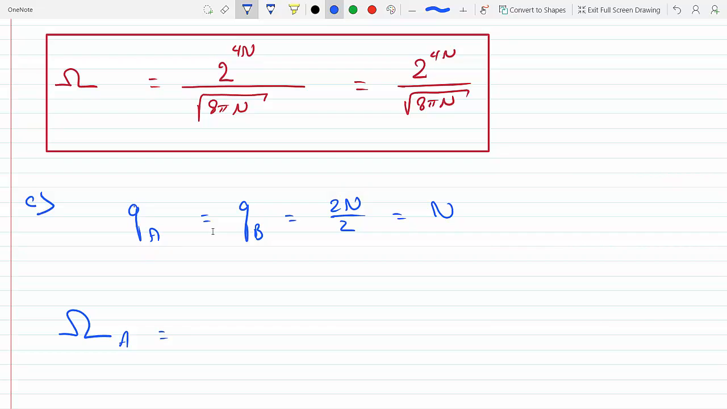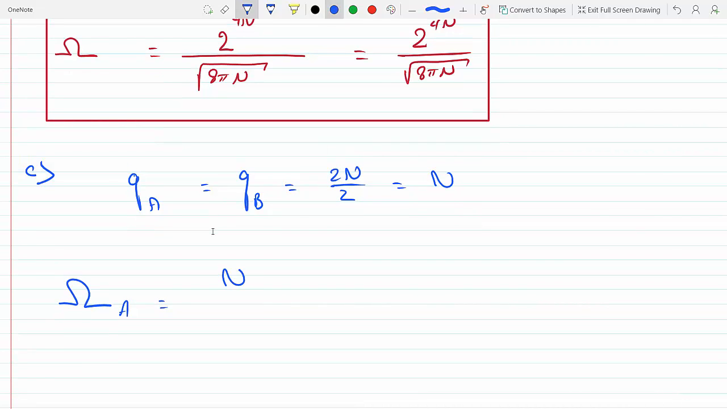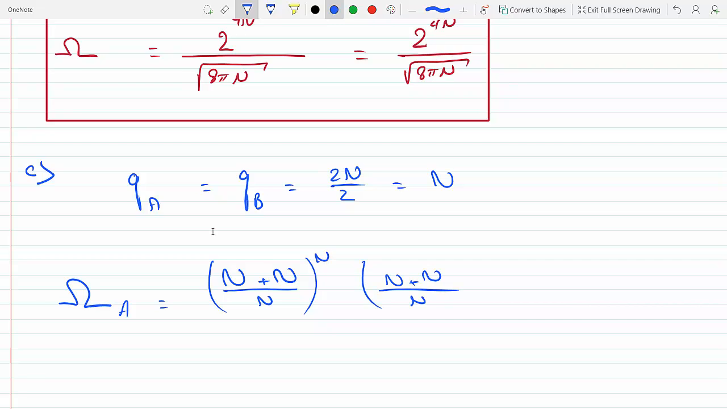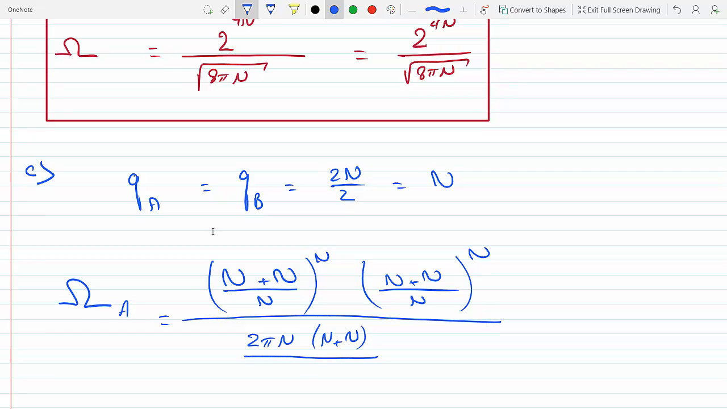So I will go to the formula and I will just plug it in as is, since now Q is N and N is N. So I'm plugging into the same formula I used in part B: N plus N over N, raised to the N, times N plus N over N, raised to the N, all over, let's put the main divider here, 2 pi N times N plus N all over N.